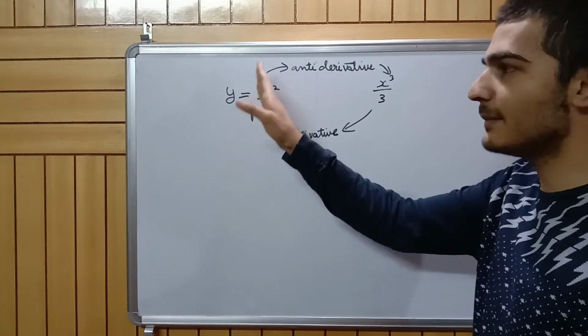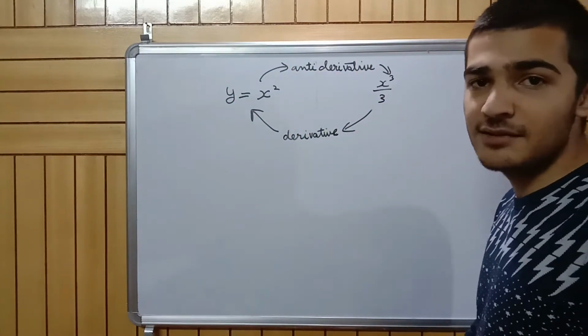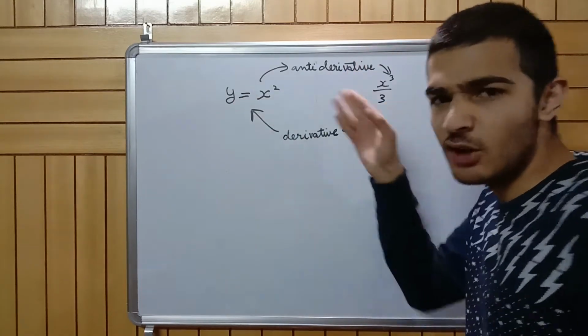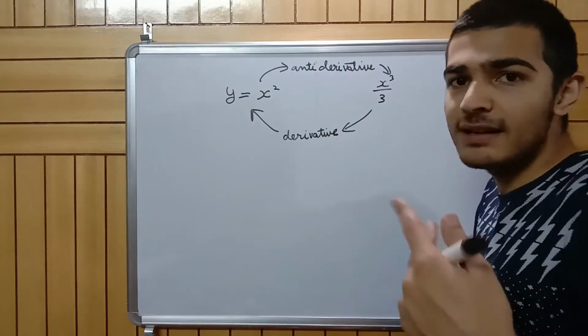Now there must be some process to go back from there to here also. That process is integration. So if I integrate this, I get this. Or if I find the area under the curve of this, I get this. Now how do I write the notation?